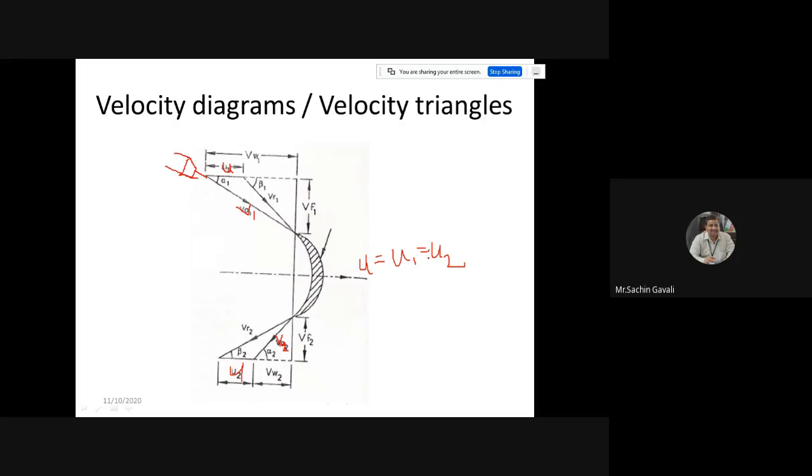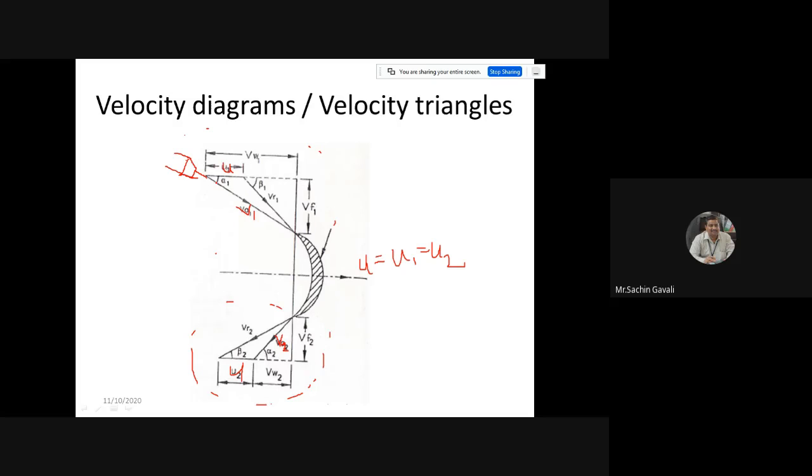Now here the blade velocity and this v1 is the resultant velocity coming from the nozzle. V1 is impacting on the tip of the blade at the inlet side. Therefore all these parameters are called the inlet velocity triangle. This will be the inlet triangle, and this will be the outlet triangle.